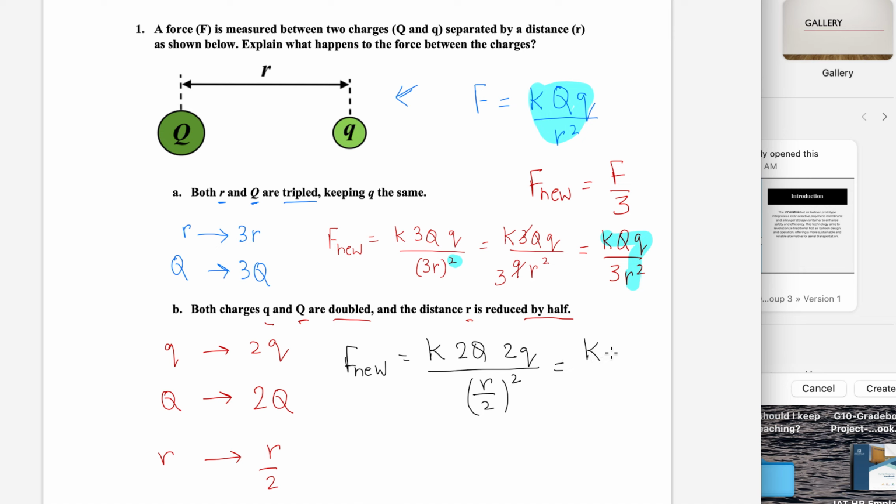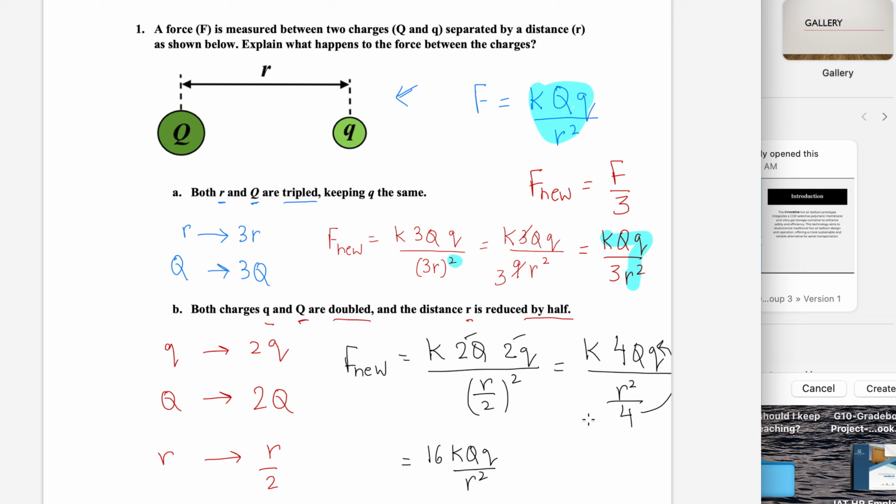It will become K, 2 times 2 gives you 4, capital Q small q, over r over 2 whole squared, which we write as r squared over 4. Now you can use the knowledge of math and know that this 4 will go on the top and get multiplied with the 4 which is on the top, which will become 16 K Q q over r squared.